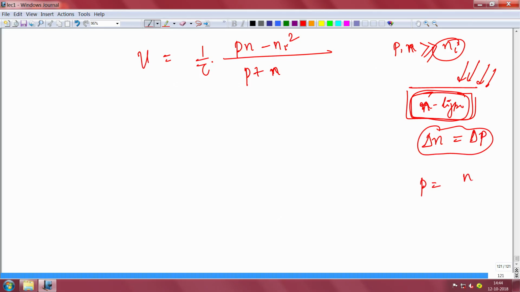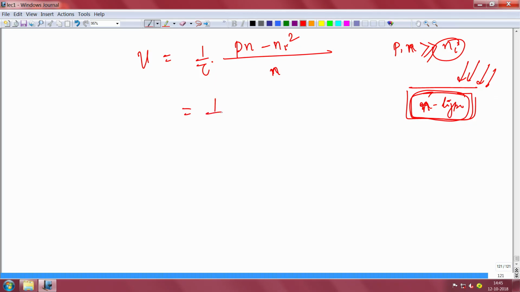But because the p type is minority, and that is given by Ni square by n, the delta p is actually larger than p. So, for an n type semiconductor, when you generate excess carriers, the excess holes actually matter more than excess electrons, because p is minority here. So, I can neglect the p here.